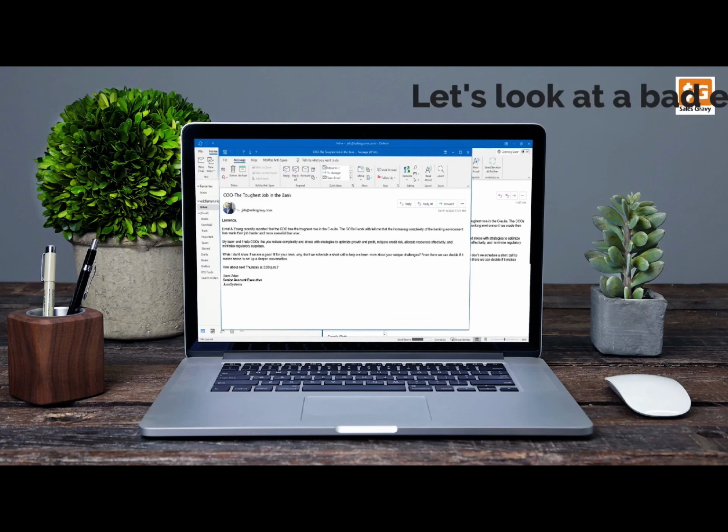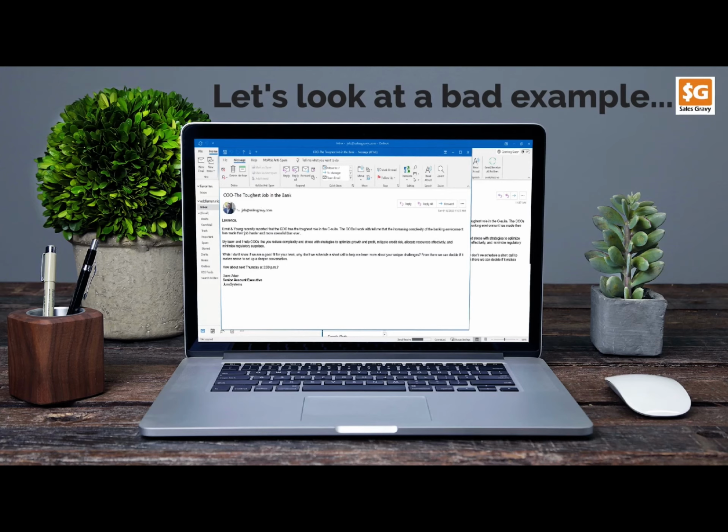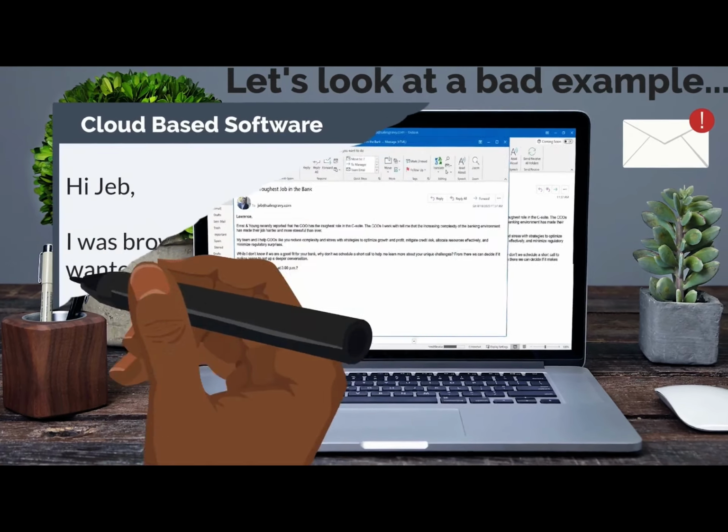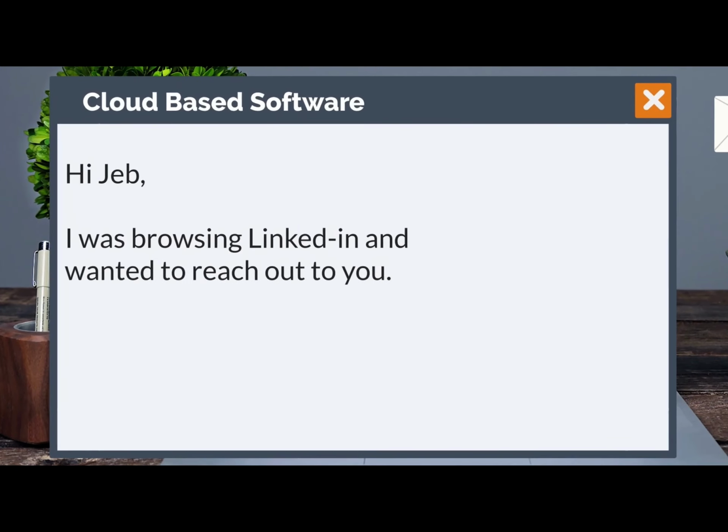Here is an example of a subject line and opening sentence that bombed. A real email sent to me from a guy named Brandon. The subject read cloud-based software. Hi Jeb, I was browsing LinkedIn and wanted to reach out to you. First, the subject line is all about him, not about me. Also never use hi or hello or dear or any other salutation in front of your prospect's name.